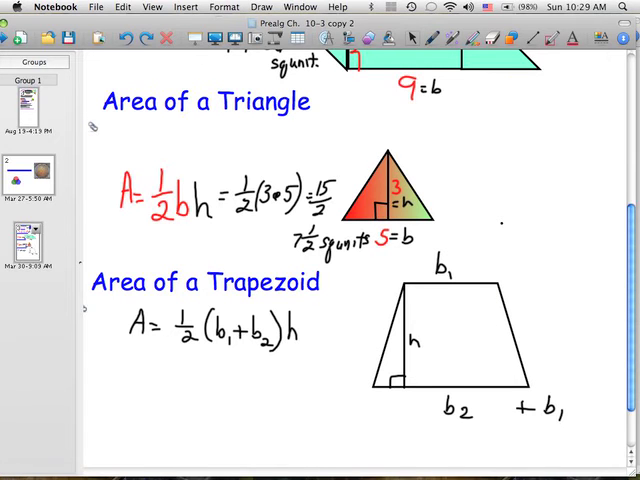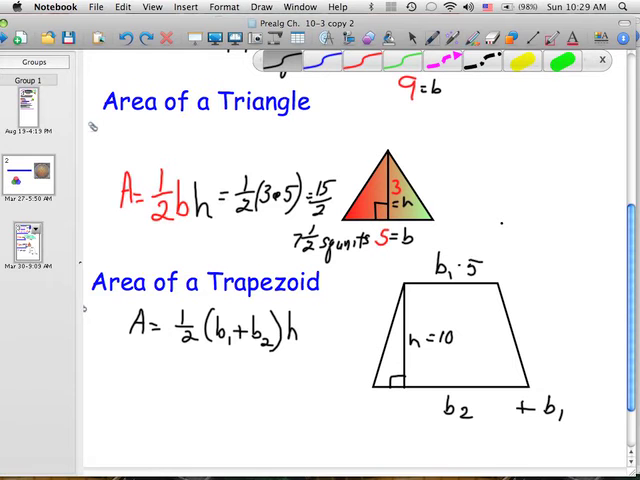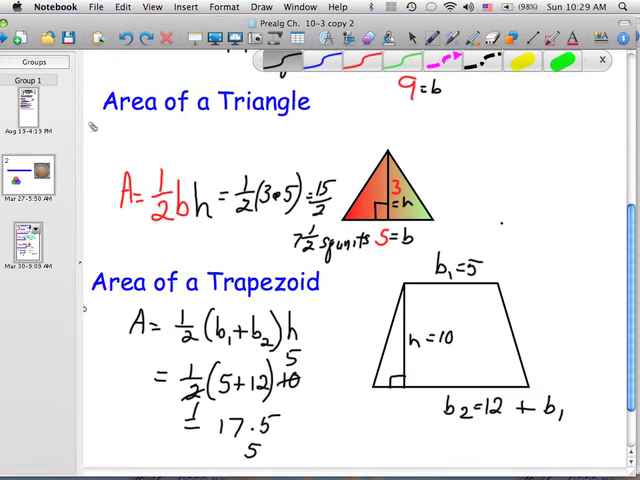So a trapezoid is basically half of a parallelogram again. So if I put in numbers, if the height was 10 and base 1 was 5 and base 2 was 12, then my formula would be 1/2 the sum of the two bases, 5 plus 12, times the height, which is 10. And I could take half of 10, which is 5. 5 plus 12 is 17 times 5, which would give me 85 square units.